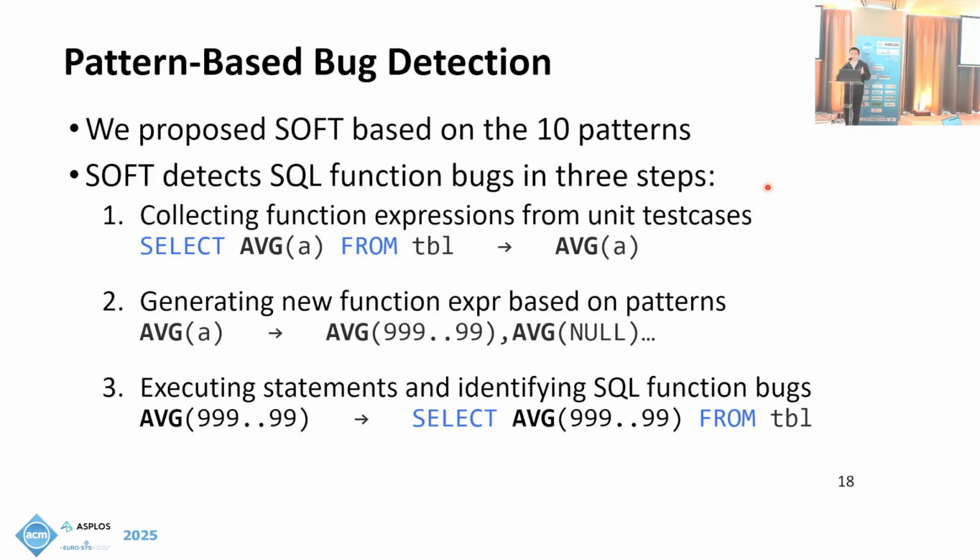And then, guided by the boundary value generation patterns of the SQL function bugs, we designed a tool, Soft, that generates SQL statements based on these boundary argument patterns. First, Soft will collect rich function expressions from the unit test cases of databases. Second, it generates new function expressions based on our 10 patterns. Third, it executes SQL statements with these new function expressions and identifies SQL function bugs if the database crashes after execution.